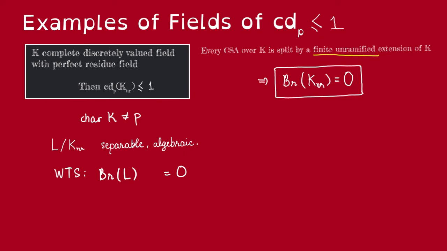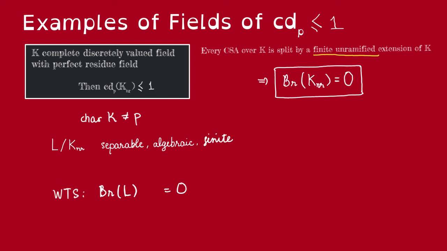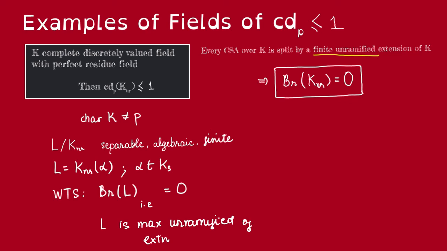So now we want to use this to show that the Brauer group of L is trivial. We might assume that L is finite over K^ur, in which case, because it's separable algebraic, we can write it as K^ur joining some algebraic element alpha of the separable closure of K. Now, in light of this proposition, to show that the Brauer group of L vanishes, it suffices to show that L is the maximal unramified extension of K(alpha), and this is what we'll do.